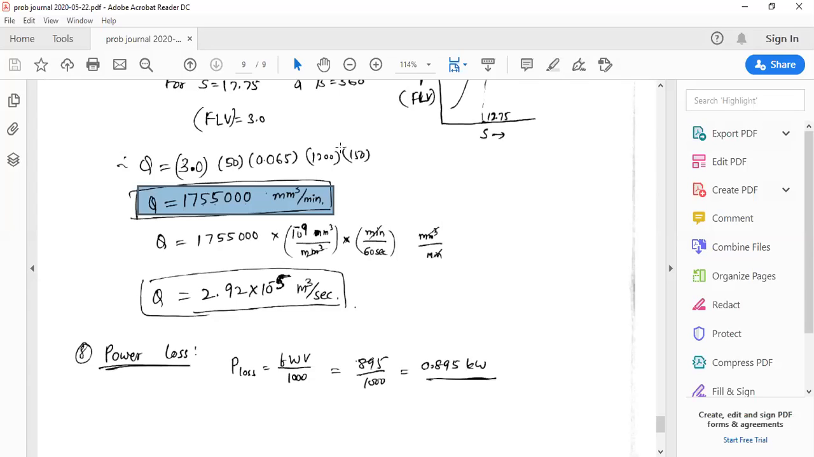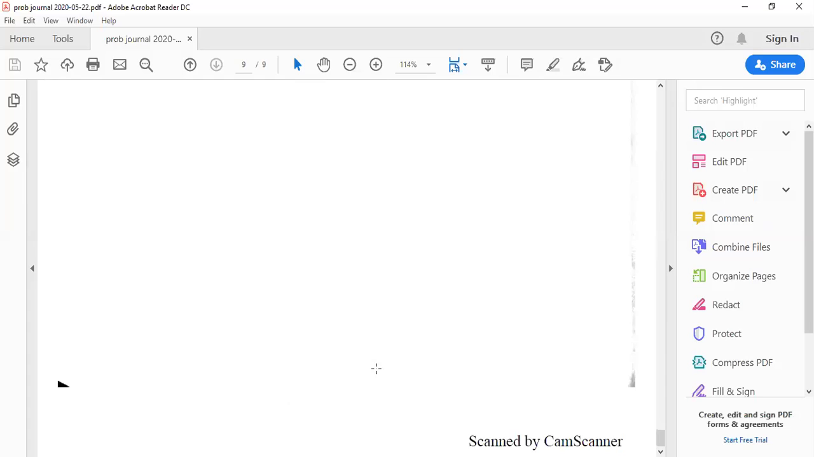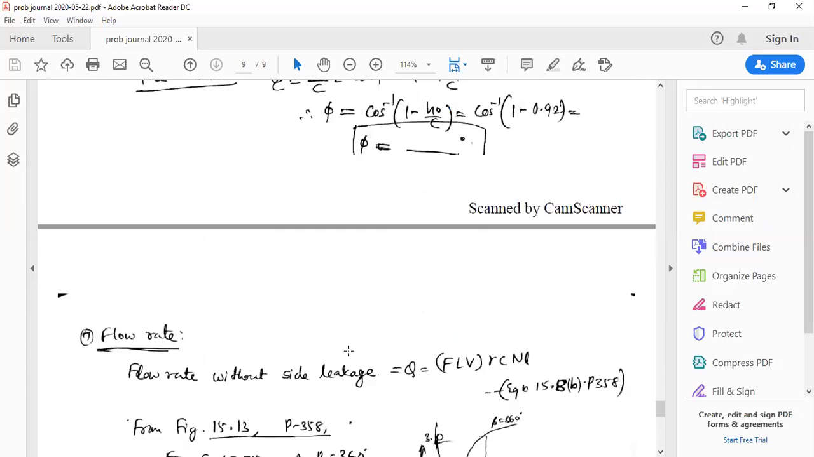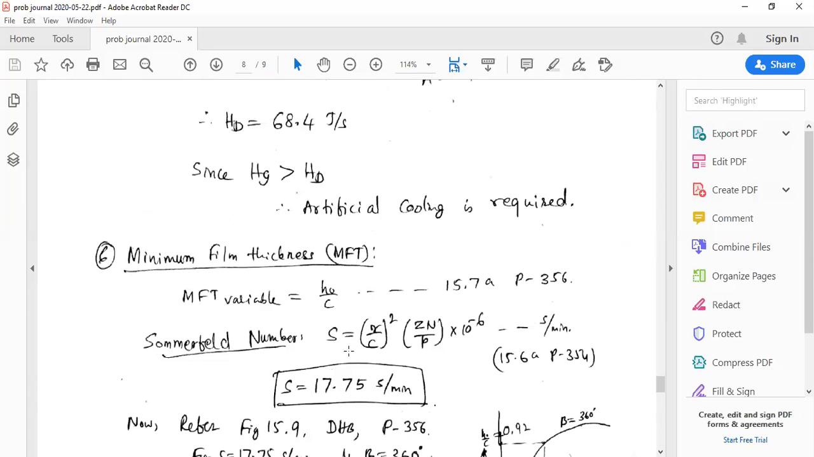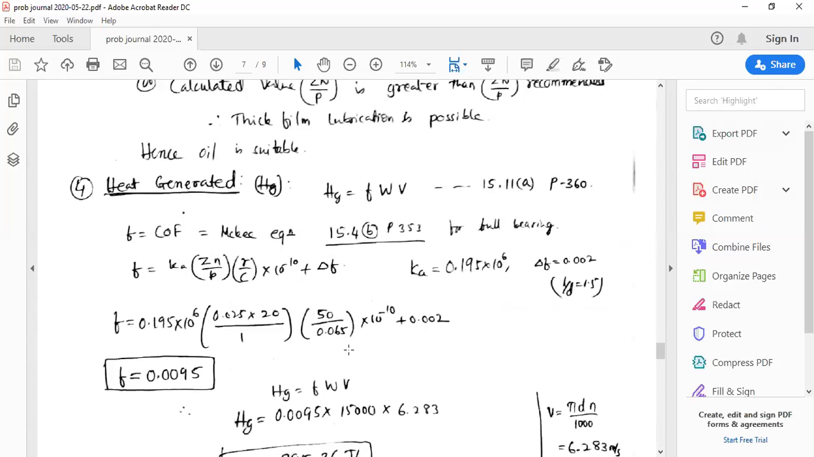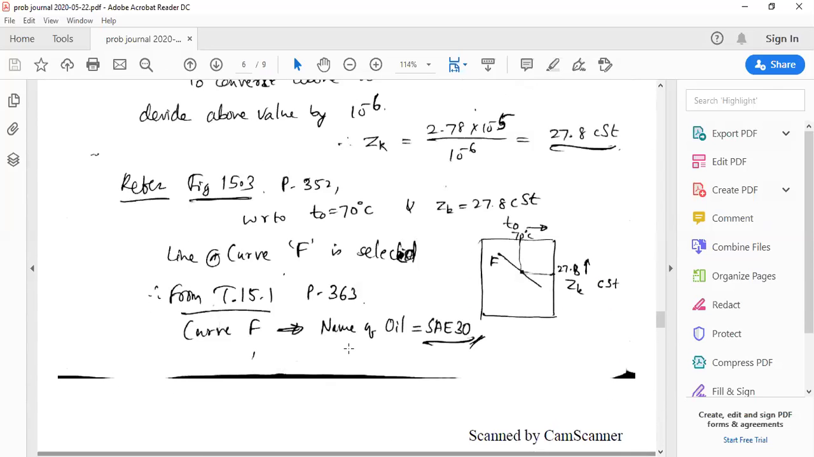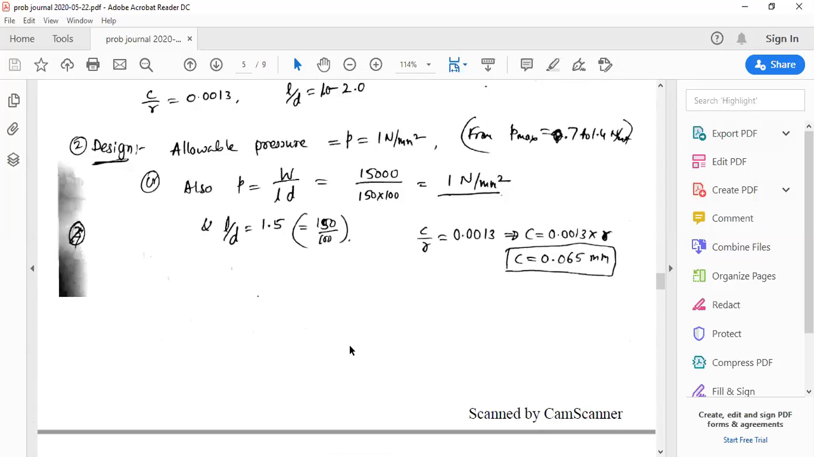And power loss is given by Fw into V divided by 1000, which is nothing but heat generated per second. That is in kilowatt. That itself is power loss. So 895 divided by 1000, that value is 0.895 kilowatts. So this is the general procedure that we have to follow to calculate all the things related to the application oriented problems.